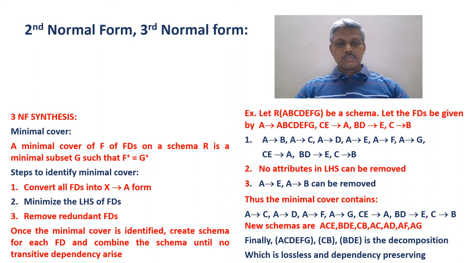And for each of these functional dependencies in the standard form, let us observe the left hand side part. For all of the functional dependencies except two, the left hand side part is a single attribute, so there is no redundancy there.